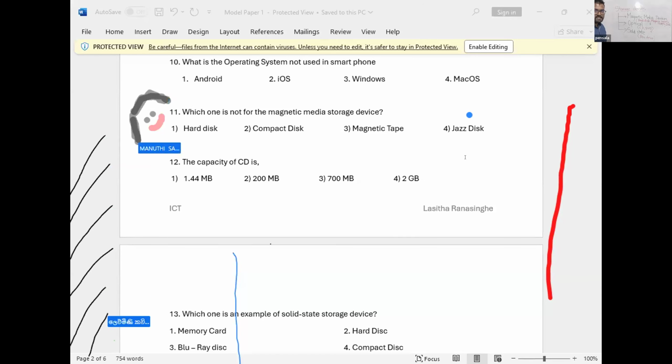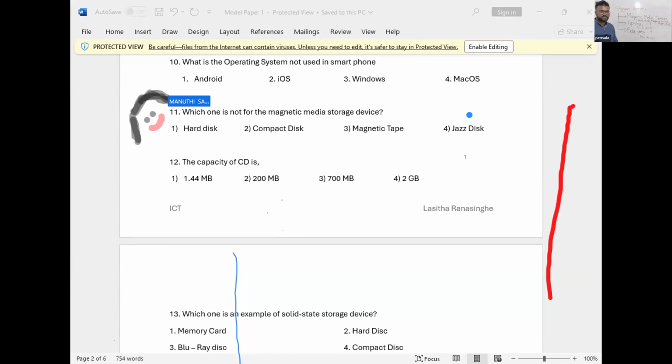Right? For the 11th one, don't draw things on the screen. So what is the answer for the fourth one? For the 11th one, for magnetic media device. Right? So hard disk is a magnetic media device.